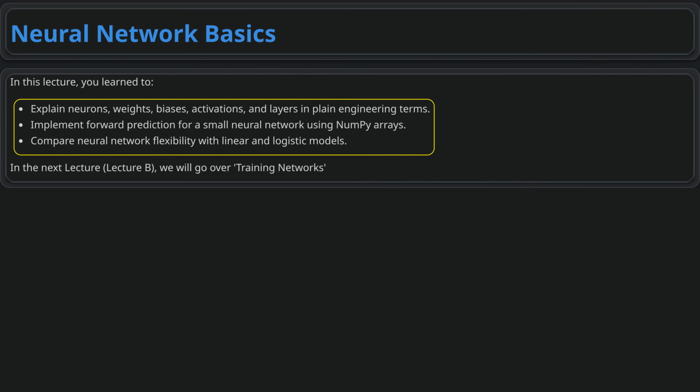In this lecture, you learned to explain neurons, weights, biases, activations, and layers in plain engineering terms. Implement forward prediction for a small neural network using NumPy arrays, and compare neural network flexibility with linear and logistic models. In the next lecture, Lecture B, we will go over training networks.